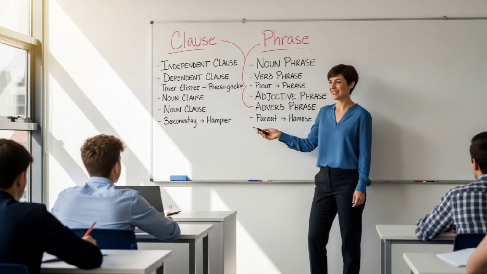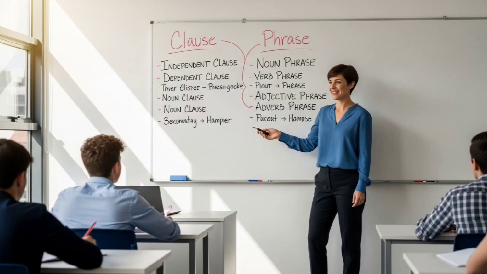Adverb phrase. An adverb phrase describes how, when, or where something happens. For example: in a hurry, with great care, after the game. This tells us more about the verb. Prepositional phrase. A prepositional phrase starts with a preposition and shows a relation. For example: under the table, between the buildings, across the road. All start with a preposition like under, between, or across.